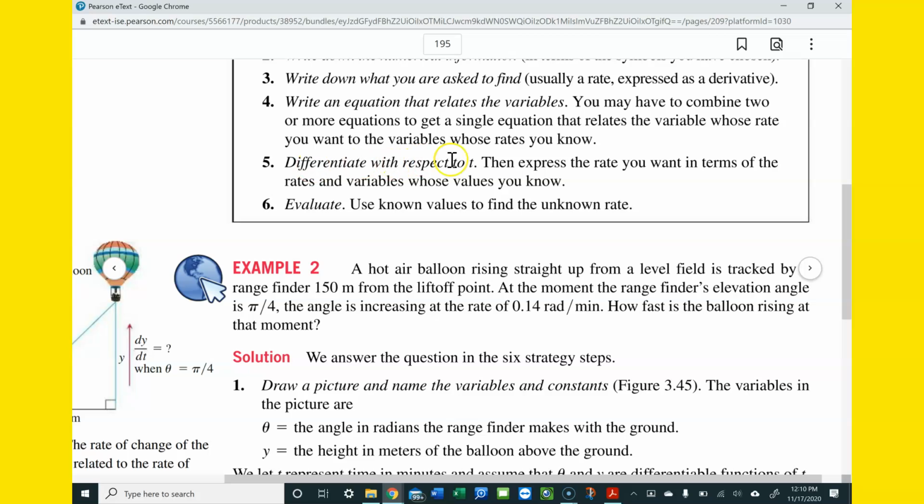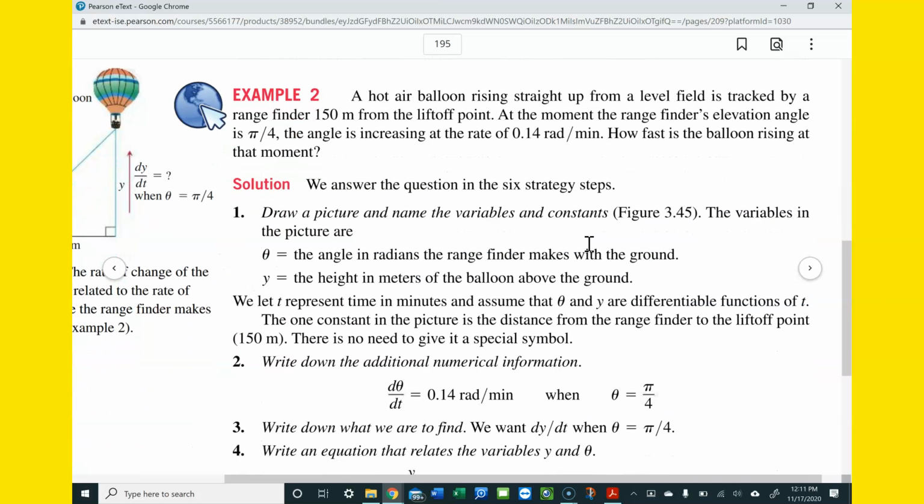Number 5, differentiate then with respect to t. So once you've got your equation and you've simplified it as much as possible, then take the derivative of both sides with respect to t. Then express the rate you want in terms of the rates and variables whose values you know. In other words, the other information given in the problem or that you've figured out somehow. Number 6, evaluate. Use known values to find the unknown rate. So that's just solving the equation, and then make sure your answer makes sense.